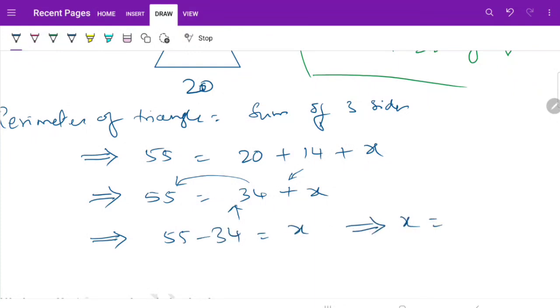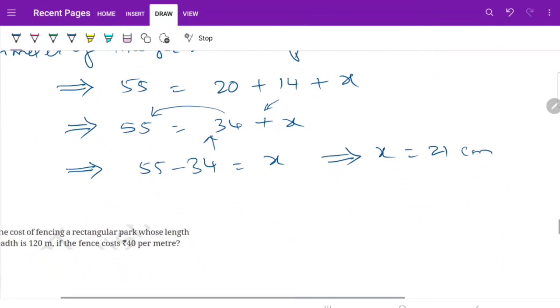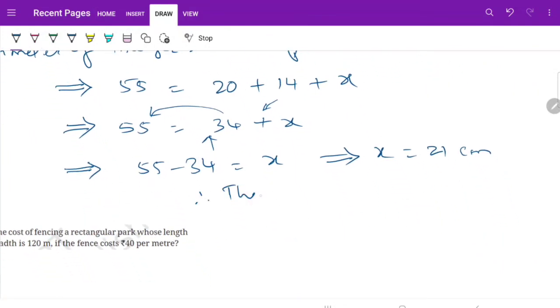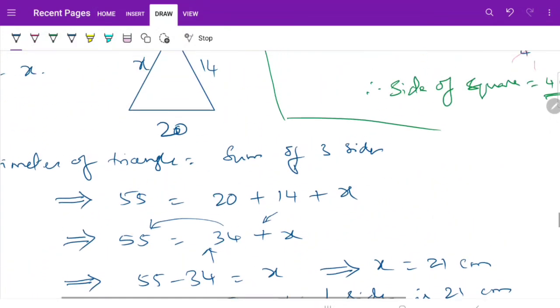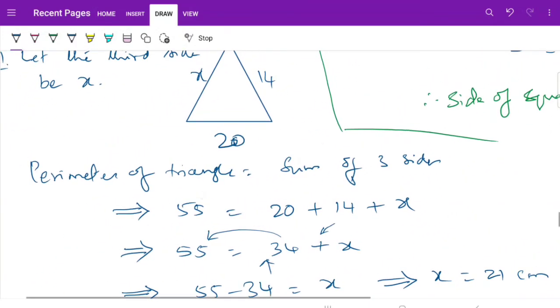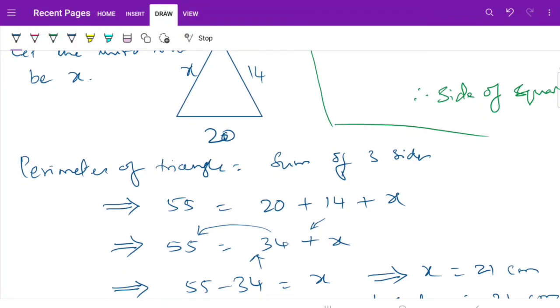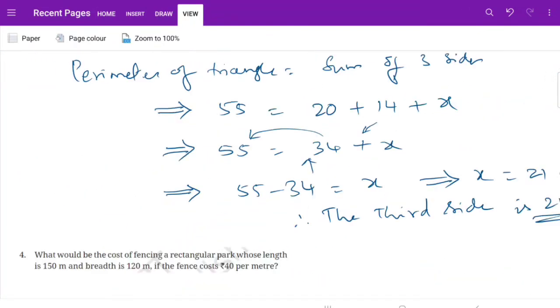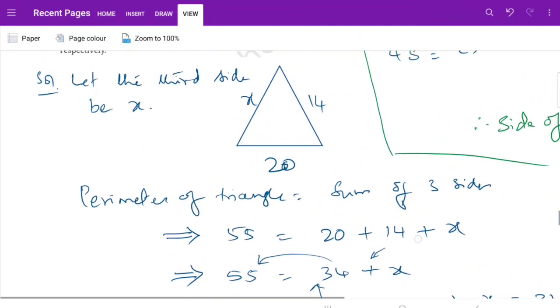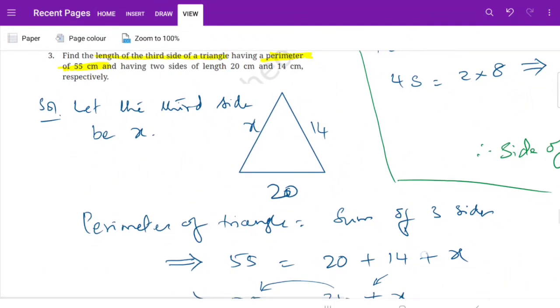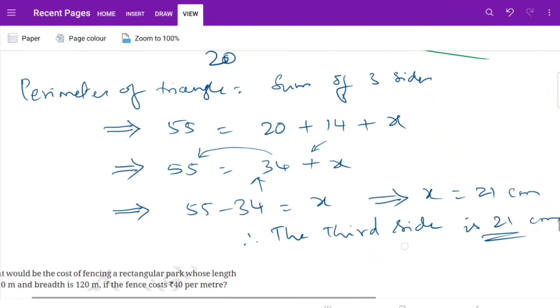So now what is X? 55 minus 34. It comes to 21 centimeter. Therefore, the third side is 21 centimeter, and that is the answer. This is question number 3. If you have any doubt, you can ask me in the comment section. Now question number 3 is over. You can take a screenshot or note it down here. Question number 3 is done.